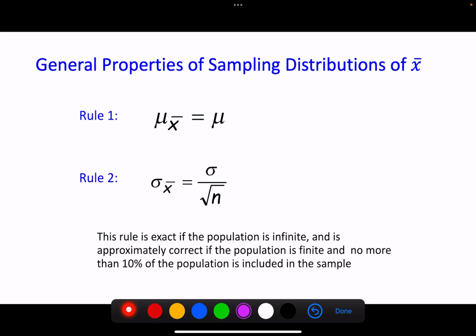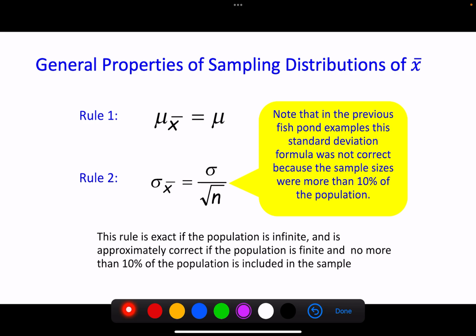So we have some rules. This first one is the one we've been finding most of. The second one: the standard deviation of the means is the standard deviation over the square root of N. This rule is exact if the population is infinite and is approximately correct if the population is finite and no more than 10% of the population is included in the sample. Note that in the previous fish pond examples, the standard deviation formula is not correct because there was more than 10% of the population, so they didn't quite work correctly when we were calculating it above.